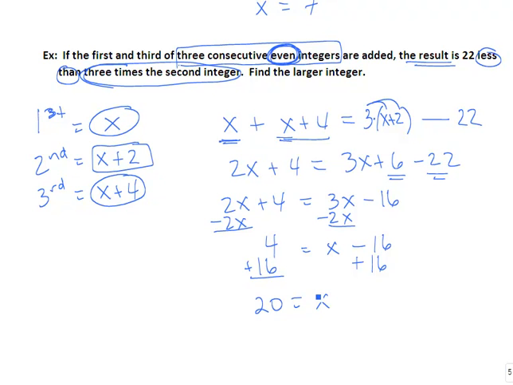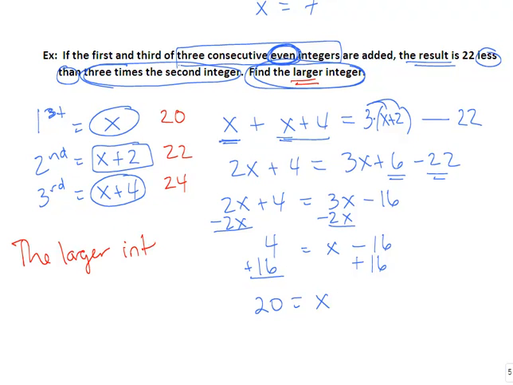Okay, now we want to answer the final question. The final sentence says, find the larger integer. So if x is 20, remember x is your first number. So the first number is 20. That means the second number must be 22, and the third number must be 24. We've got 3 consecutive even integers. One quick check to make here is that you better end up with even integers, otherwise something in your equation was wrong. Okay, which one of these do we want? We want the larger one. So the larger integer is 24.